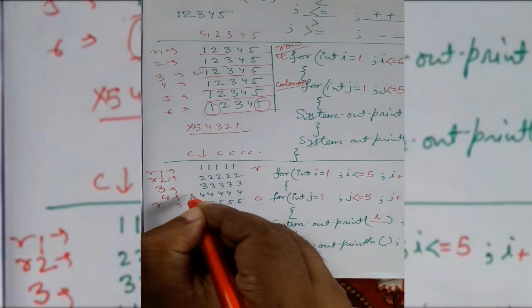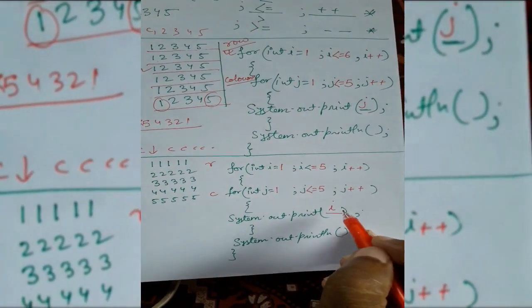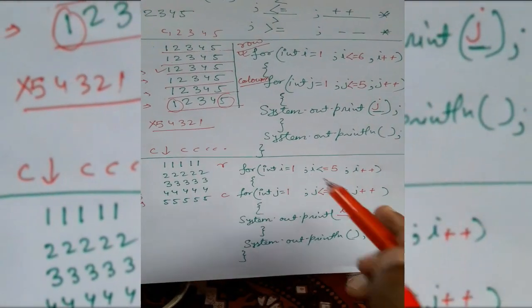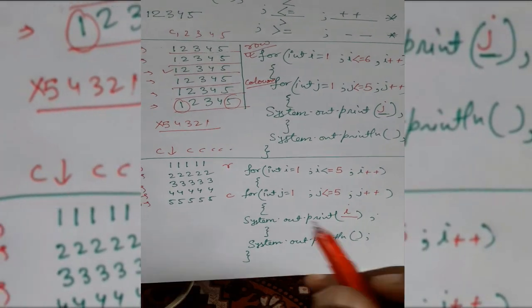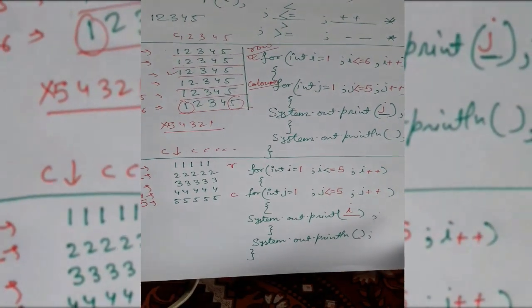Row number is 4, it is printing 4. Row number is 5, it is printing 5. So row number is I, it will print what? It will print I. So that is the logic. When the row number is I, it is printing I. Row number is 5, printing 5. Row number is 6, it will print all 6.